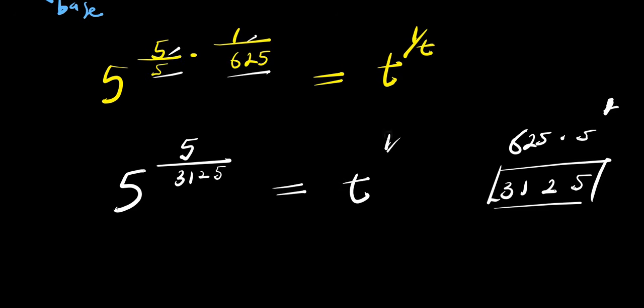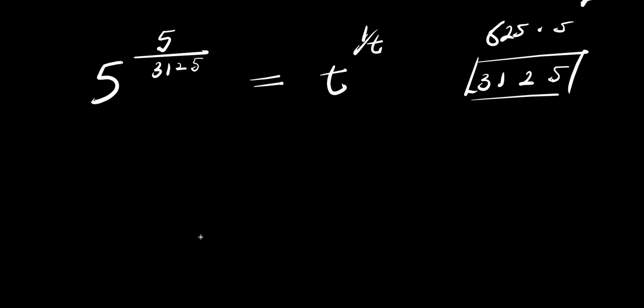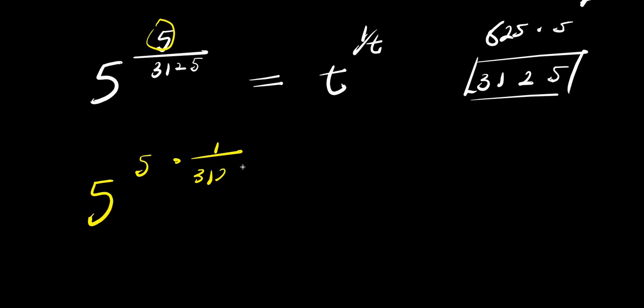equals t to the power of 1 over t. Now, there's also something we can do. I can factor out this 5. I can have it as 5 to the power of 5 times 1 divided by 3125. And this equals t power 1 over t. Remember, if I multiply 5 with 1, I'm going to have 5.